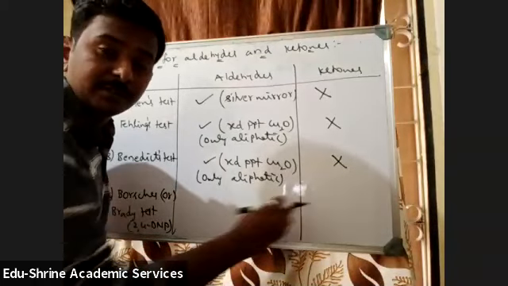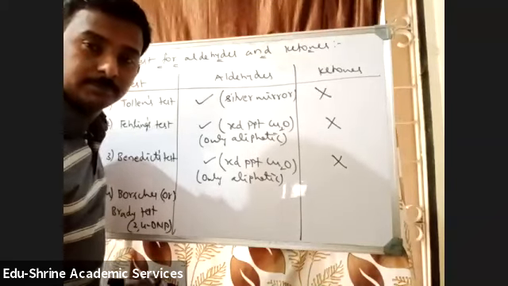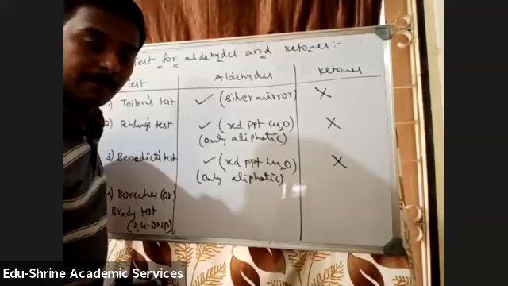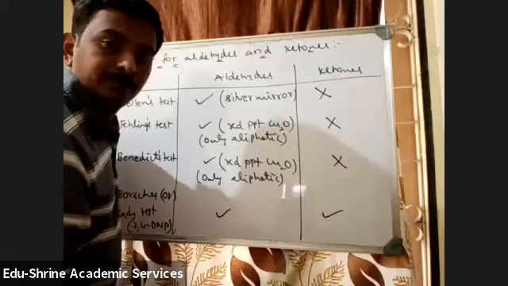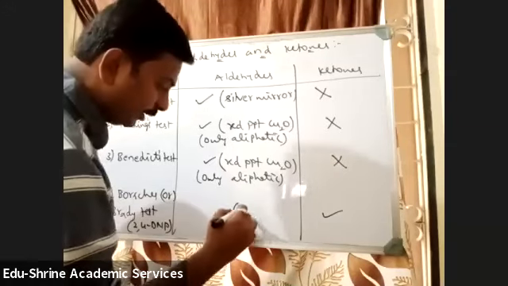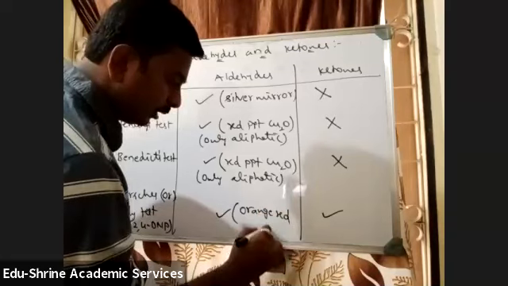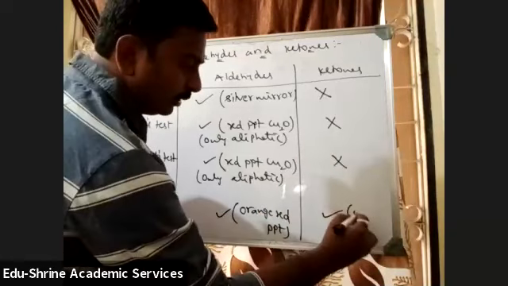Which will be giving this, students? Only aldehydes or ketones or both? Both. Both will be giving this test. What will be the observation? The observation will be formation of an orange-red colored precipitate. Both will be giving orange-red.